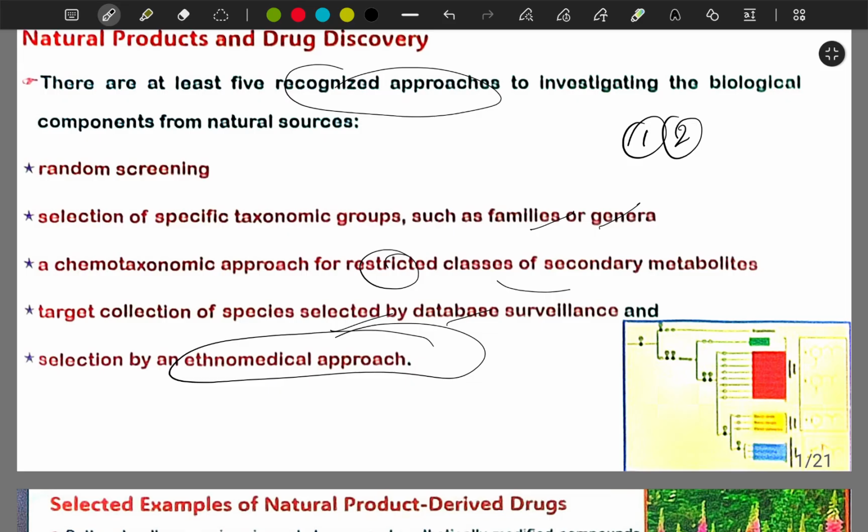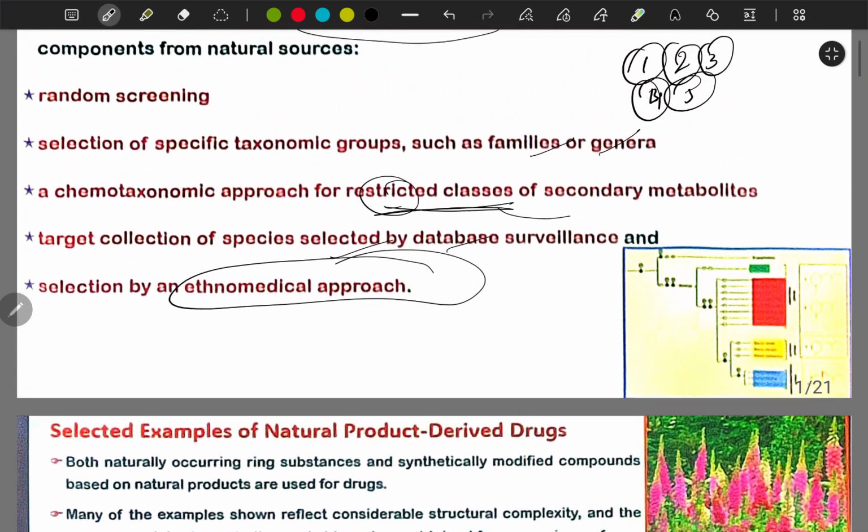Okay, next, a chemotaxonomic approach for restricted classes of secondary metabolites. We are finding out what secondary metabolite is there, so we are doing a chemotaxonomic approach for restricted classes of secondary metabolite. Next is target collection of species selected by database and surveillance. We are doing a target collection of species by database surveillance. And lastly, selection by the ethnomedical approach. Whatever the ethnomedical approach is, we are selecting by that.